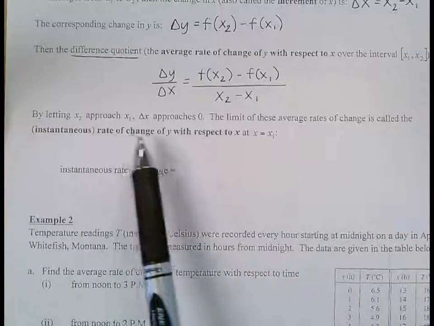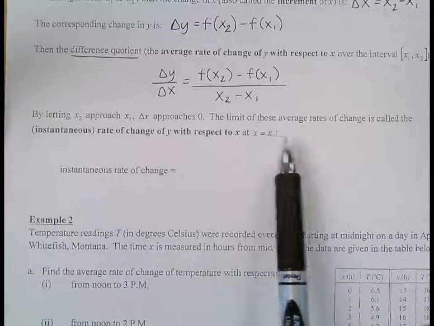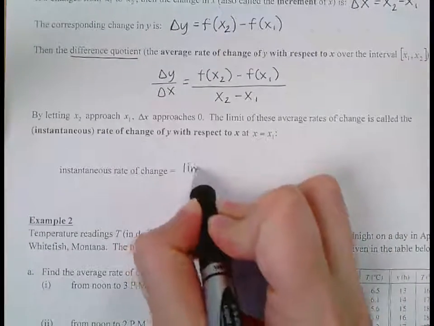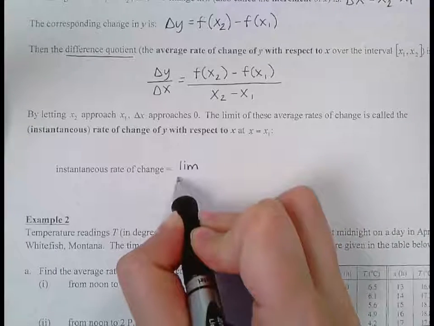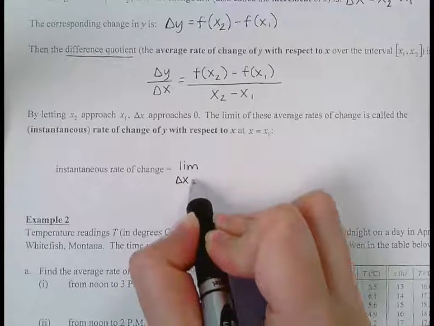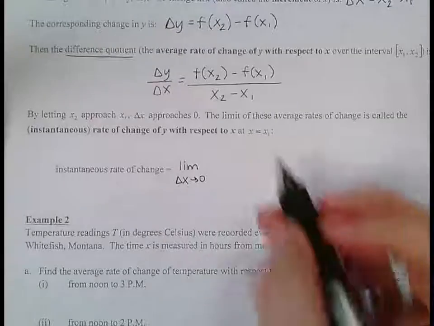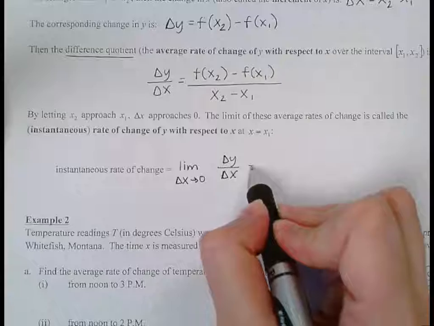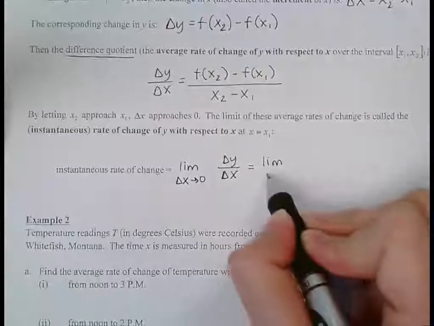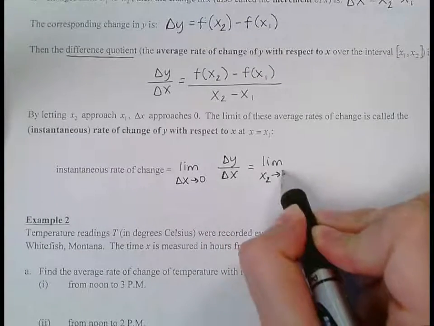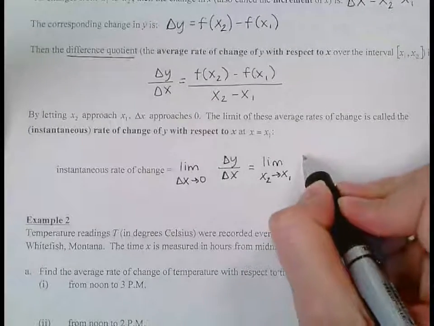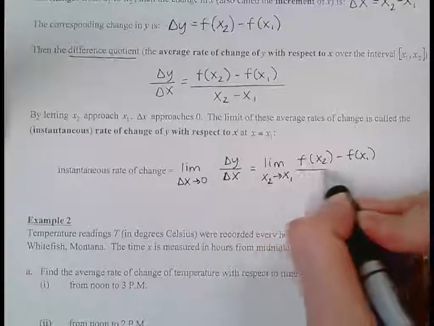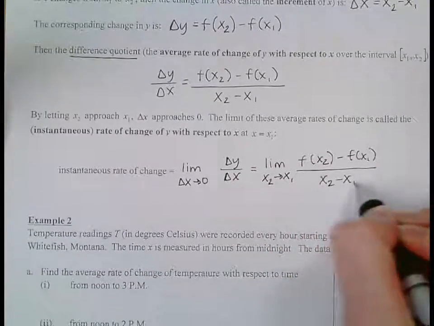But the instantaneous rate of change of y with respect to x at the x value x sub 1 would be, and I'll write it a couple different ways here. It could be written as the limit as the change in x, delta x, approaches 0 of your delta y over delta x. But this could also be written as the limit as x sub 2 approaches x sub 1 of f of x sub 2 minus f of x sub 1 all over x sub 2 minus x sub 1.